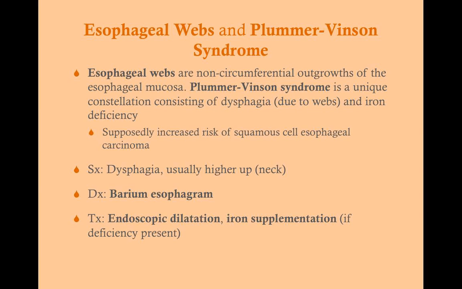The way you diagnose this is, again, barium esophagram. And you'll see the web on esophagram, I'll show you that. And the treatment is going to be, just like with Schatzki's ring, endoscopic dilatation. As mentioned, if the patient has a depressed iron, depressed hemoglobin, you can diagnose it as Plummer-Vinson syndrome, and then you're going to go ahead and do the endoscopic dilatation, but you're also going to supplement the patient with iron.